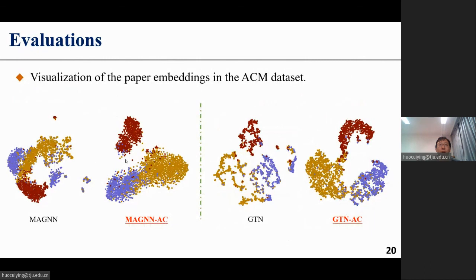We further visualize the author node representation in HIN as an example. As shown, after combining with our framework, the new method shows a much clearer boundary and denser cluster structures to distinguish different classes in visualization. This further validates that attribute completion is orthogonal to the model.